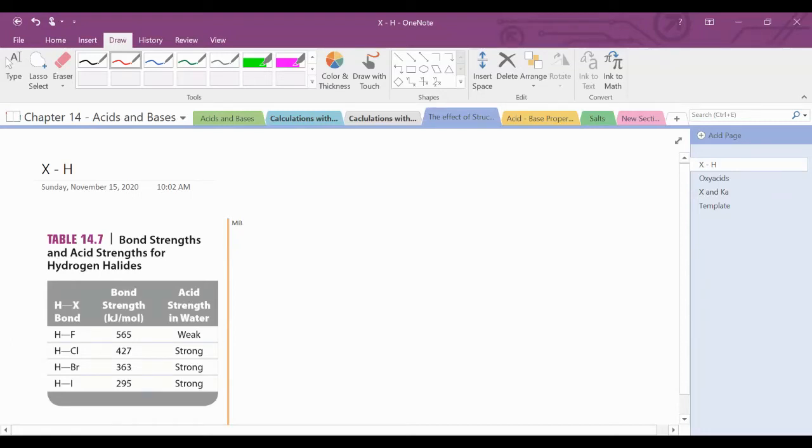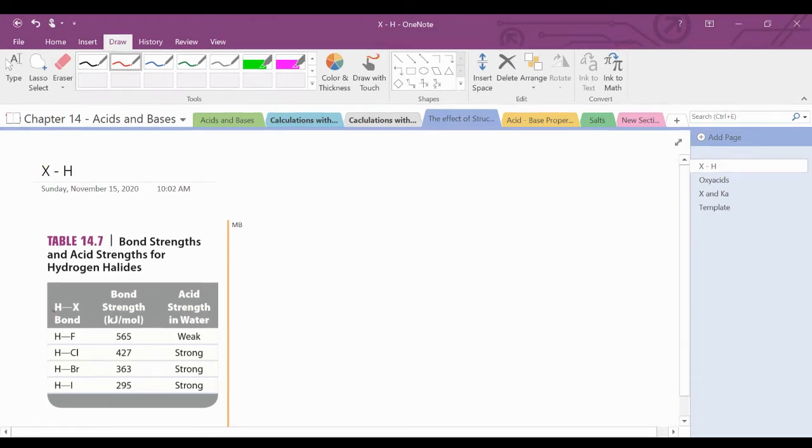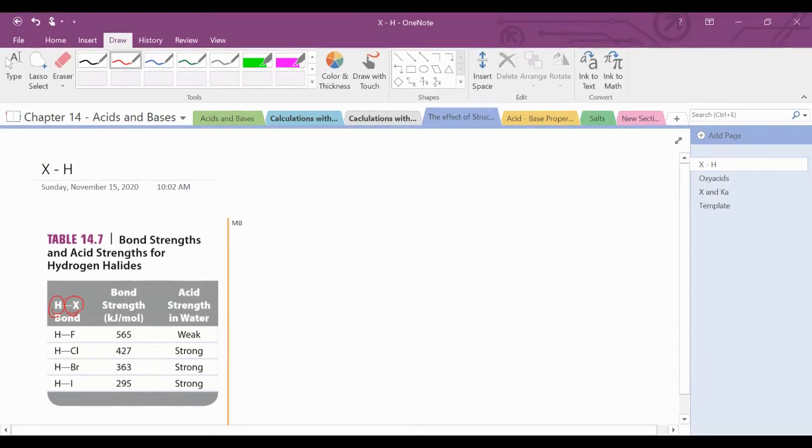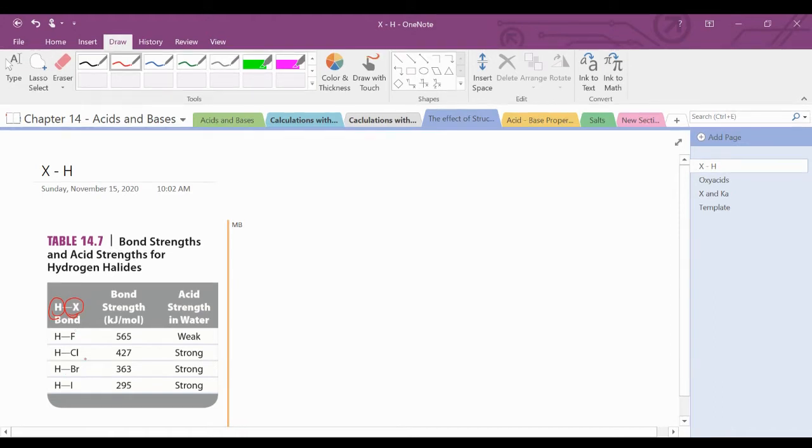Okay, so in this lesson, we are going to look at sections 9 and 10 of chapter 14. And in section 9, we're going to look at the effect that structure has on acid and base properties. So the first thing we're going to look at is a binary acid. To be a binary acid, you have hydrogen connected to an anion, so one nonmetal atom. So in this case, all the nonmetal atoms are halogens.